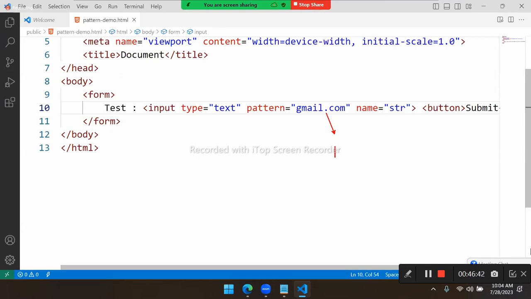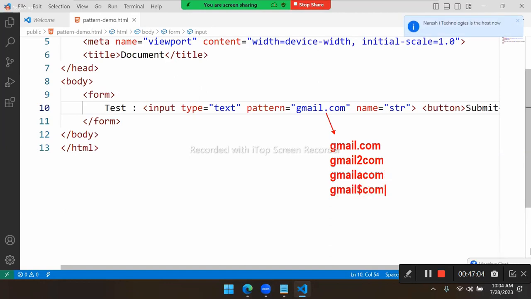In that case, if I type gmail.com, it is valid. If I type gmail a2com, it is also valid. Gmail a.com is also valid. Gmail $com is also valid. All are valid because dot represents any single character.